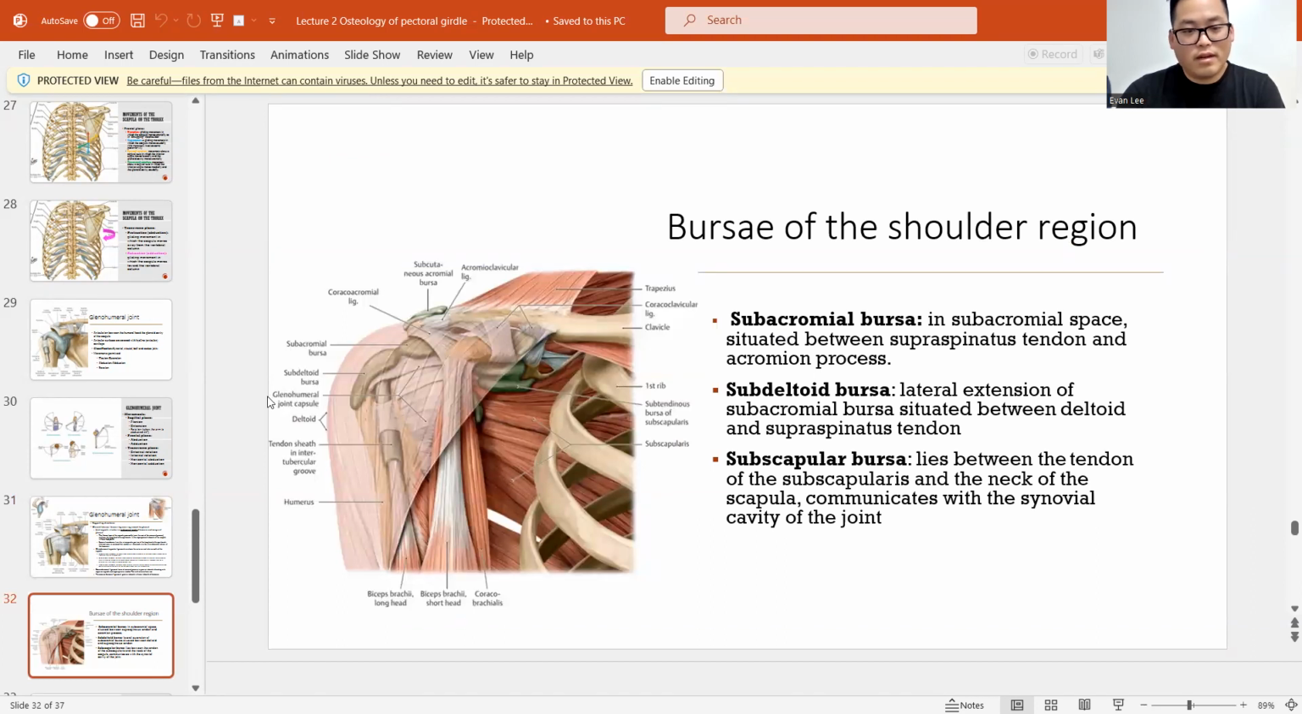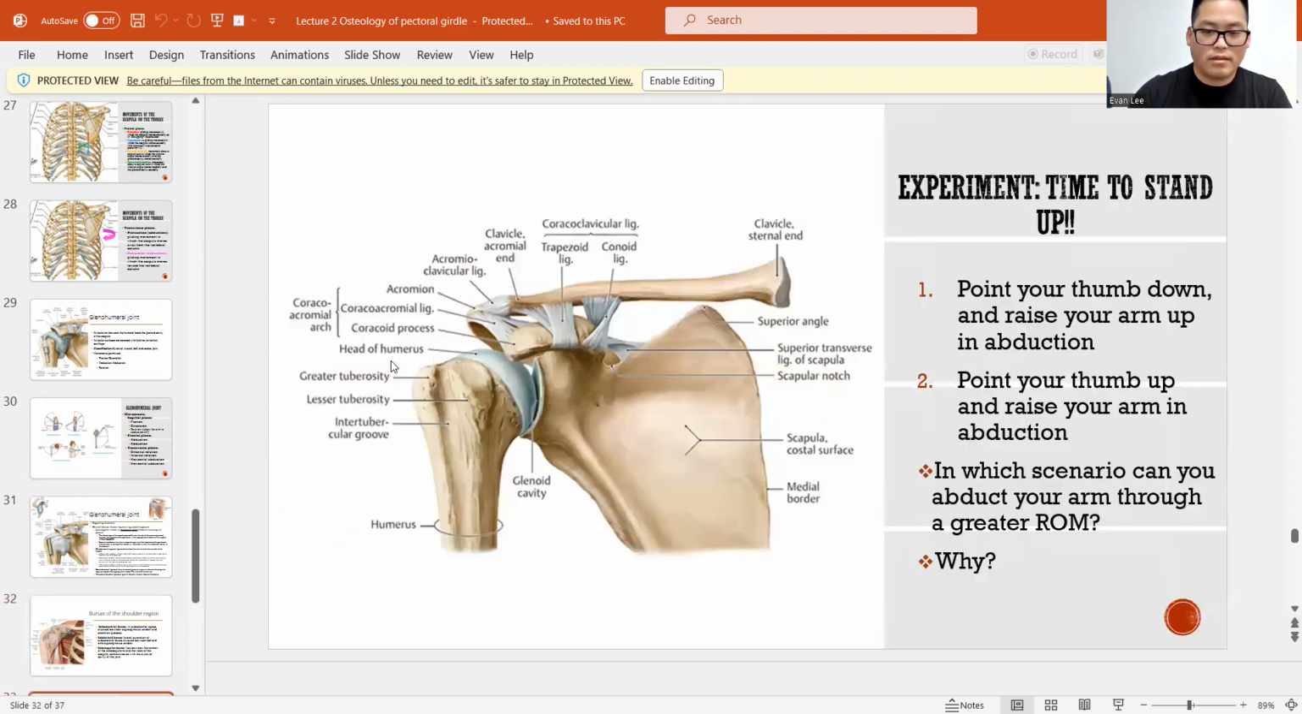Subacromial, so underneath the acromion: the subacromial bursa. Subdeltoid: the subdeltoid bursa is going to be underneath the deltoid. And then subscapular bursa isn't really shown very well on this, but it will be near the back. So these bursae are going to be underneath, and between, some of these ligaments to help with allowing for a little bit more lubrication and support.